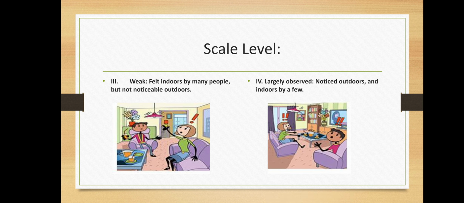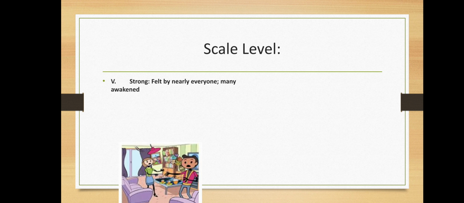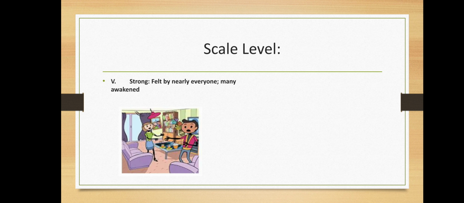Level 4, largely observed. Many people indoors feel the earthquake, but it is still not strong enough to be felt by most people outside. Objects indoors might rattle slightly. Level 5, strong. The earthquake is felt by nearly everyone, and many people indoors are awakened by it. People outdoors can feel the ground shaking. Hanging objects might sway noticeably.